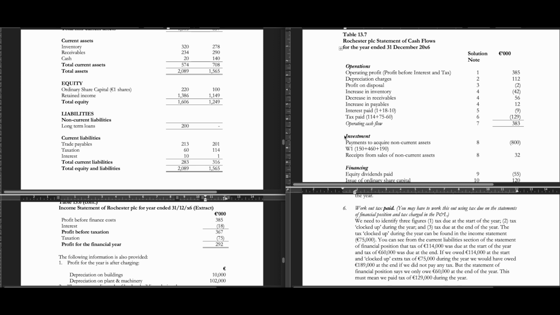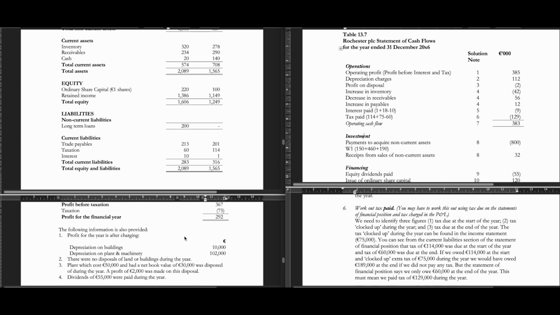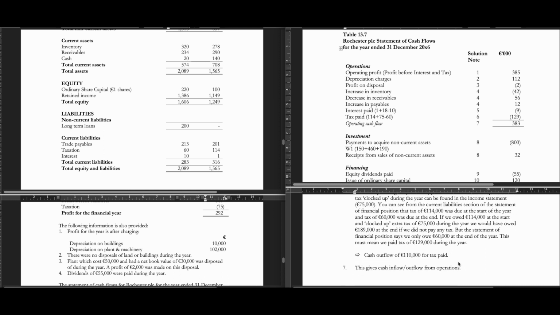So what did we pay for new assets? What did we receive in cash for old assets that we disposed of? Okay, so the payments to acquire non-current assets.